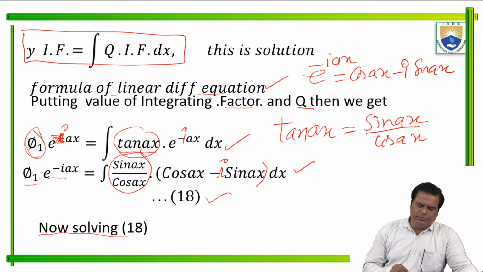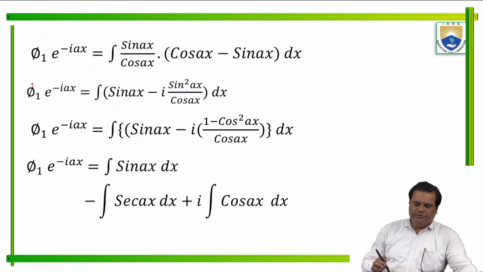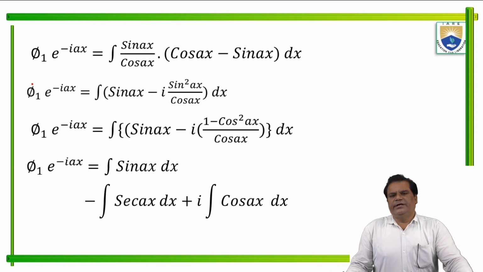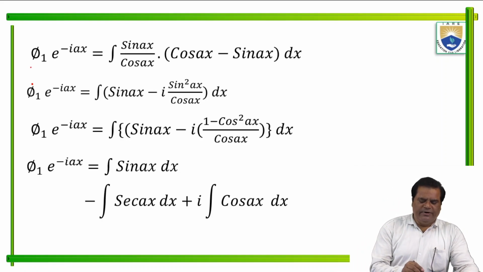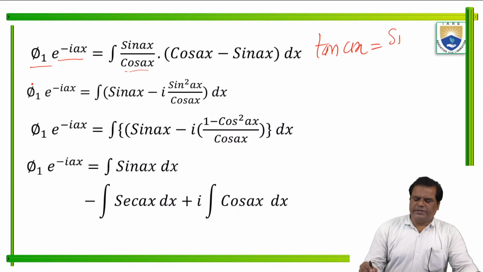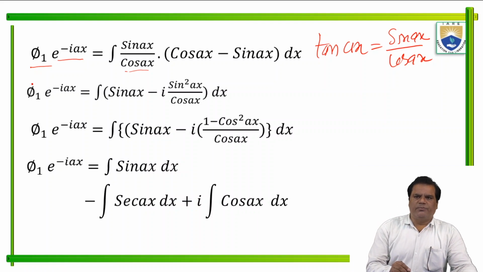Now solving equation 18 completely. How can we solve equation 18? So I am discussing in detail the solution of equation 18. So this is phi1 e to the power minus iax equal to, this is sin ax upon cos ax, breaking off tan ax. I am breaking off tan ax here. tan ax equal to sin ax upon cos ax. So I am putting this formula here.